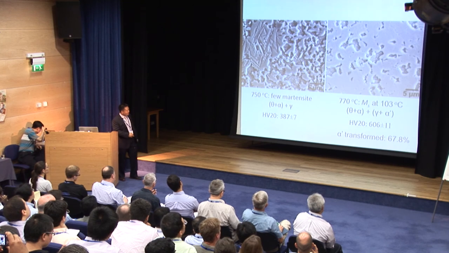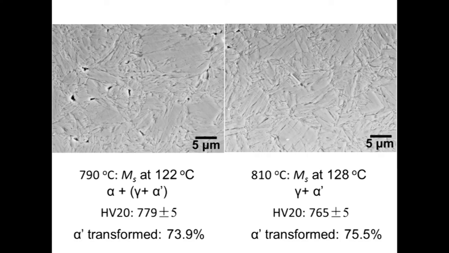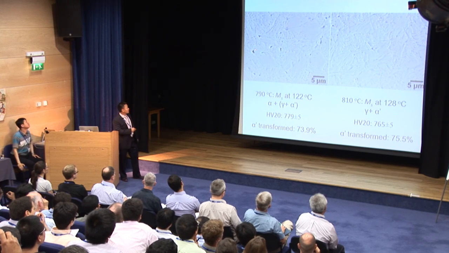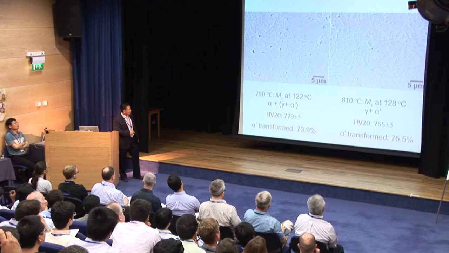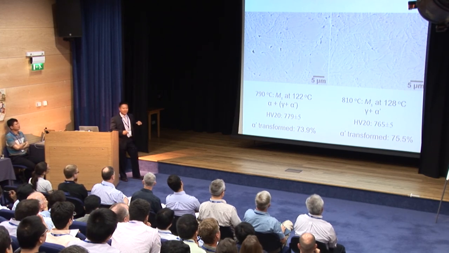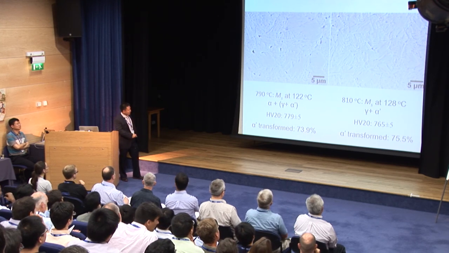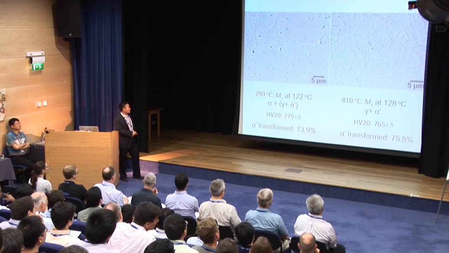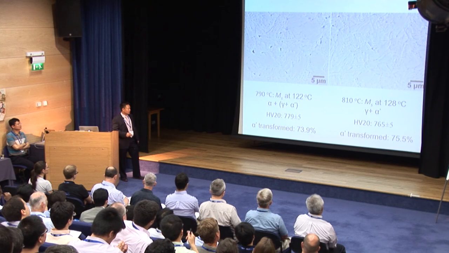With the increase of the heat treatment temperature, the microstructure changes and becomes almost fully austenite, but some fraction of ferrite is still there. That means the carbon is also somewhat higher compared with the fully austenite state. We can get a hardness of like this value, 780 or something.